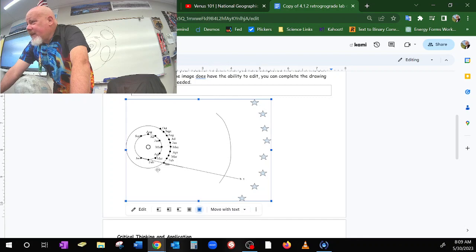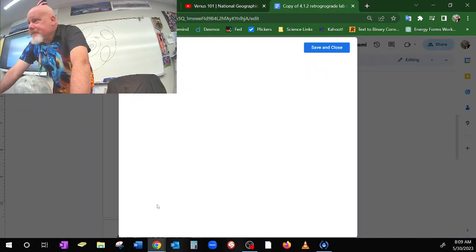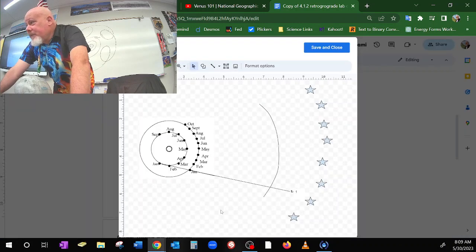But what we're going to look at, I'm going to click on this picture. I'm going to hit Edit. I'm going to bring this up full screen. All right. And what you're going to see is the center right here, that's going to be the sun. This right here is going to be the orbit of the Earth. So this is where the Earth is in January. This is where it's going to be in February, March, April, May, June, July, August. All right? This is going to be the orbit of Mars.